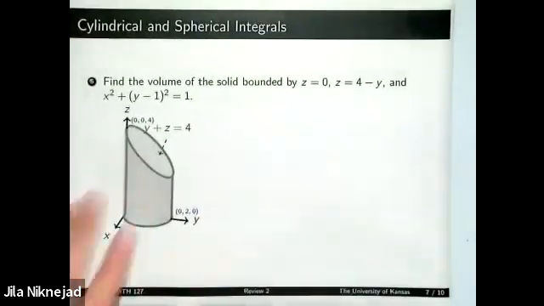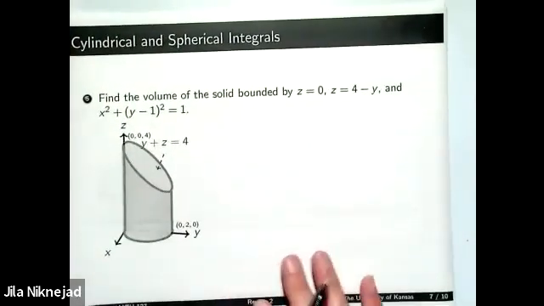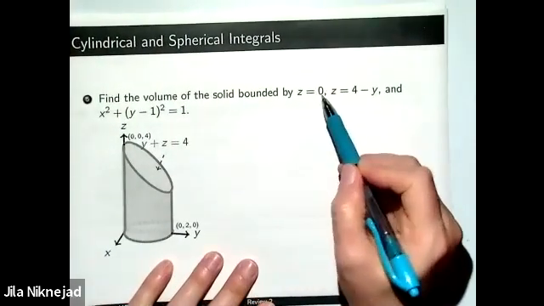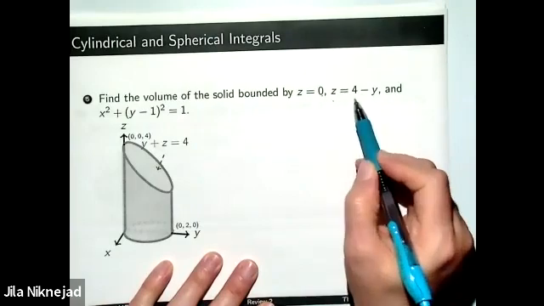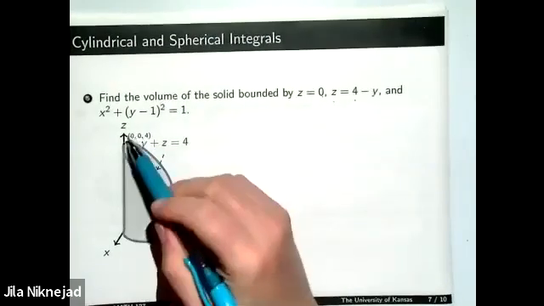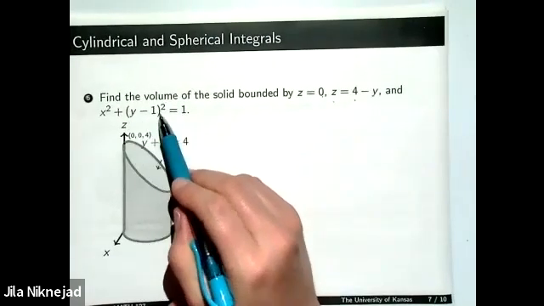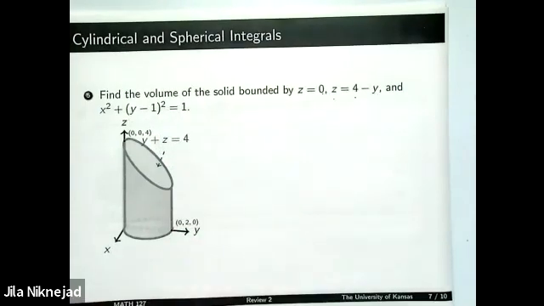Okay, so here, find the volume of the solid bounded by z equal to 0, z equal to 4 minus y, and x squared plus (y minus 1) to the power 2 equal to 1. So what do you guys think? What should we do with this? Should we change the coordinates?